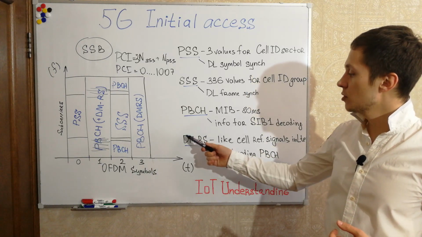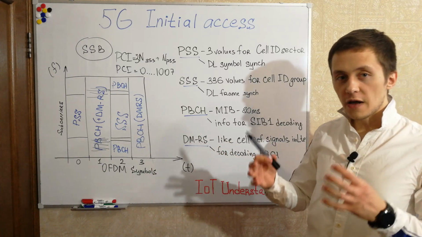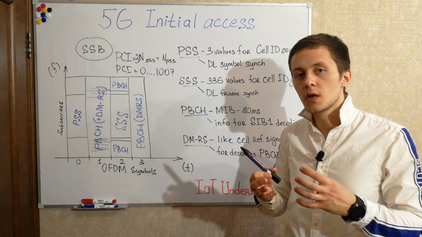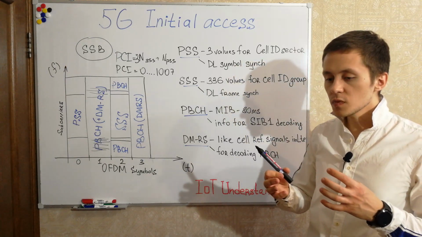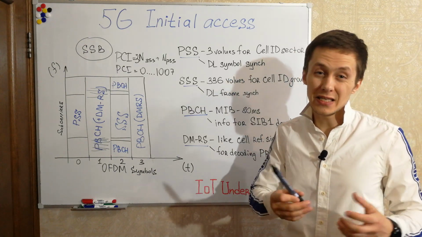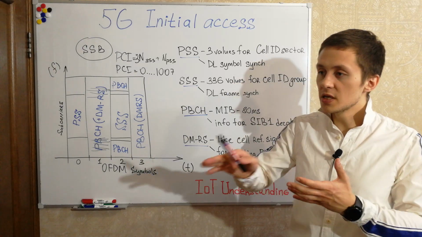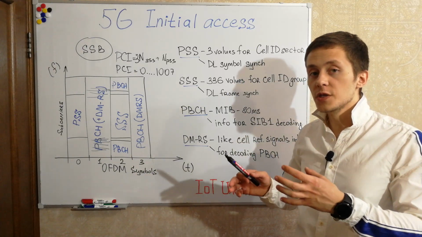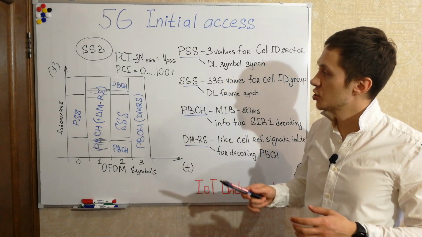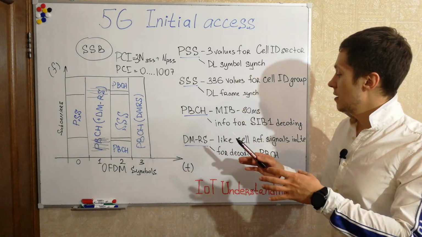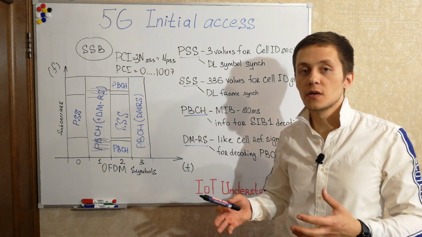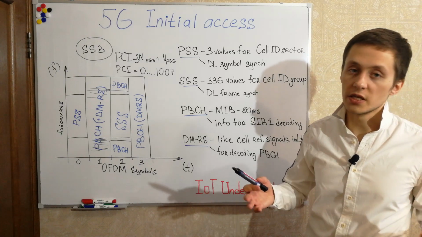So let's move on to demodulation reference signals. In 5G NR, we have to use special reference signals because there are no special cell reference signals like in LTE that are transmitted all the time. In 5G NR, we transmit cell reference signals only inside PBCH, only inside the SSB block. This I suppose is done only in terms of energy saving and power saving techniques.